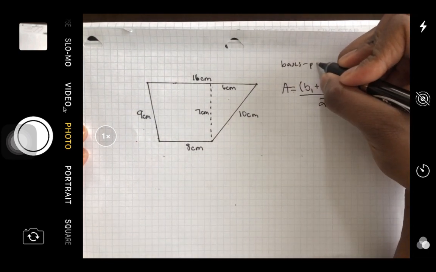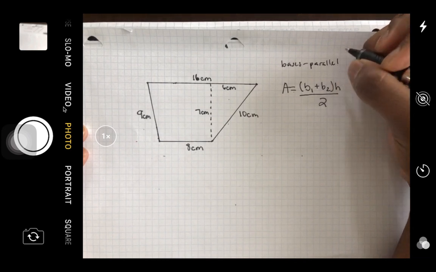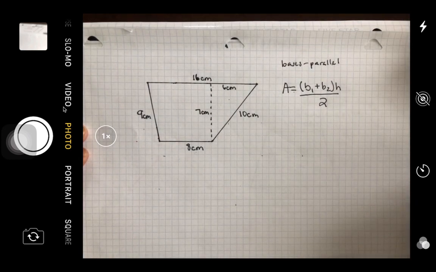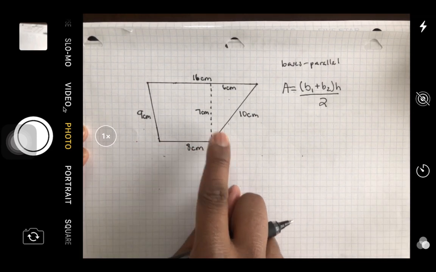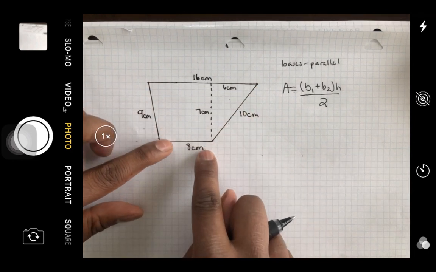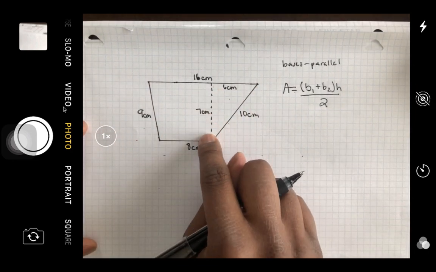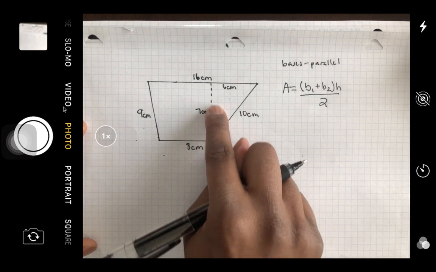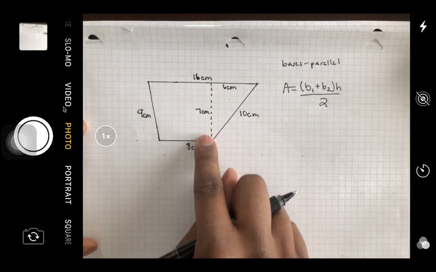are always going to be parallel to each other. So when we look at this, there are only two lines that are parallel to each other. It is this line right here and this line up here. These two lines at some point will meet, and this dotted line isn't actually a line in our shape. It's just telling us the measurement of if something was there.